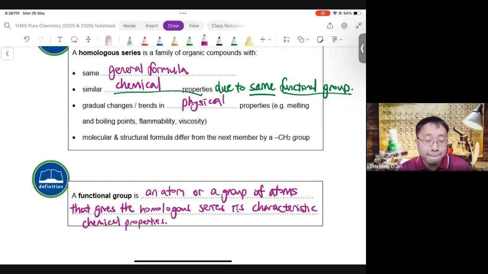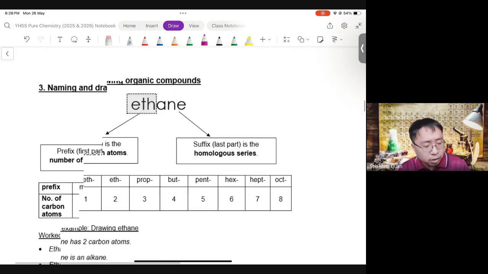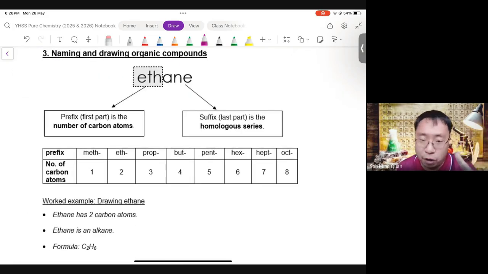All right? Now, I know this is going to be very boring for the Sec 4s, but let's revise. How do we name and draw organic compounds? Now, there's a system to this. For example, if the name is ethane, the first part is called the prefix. The prefix tells you the number of carbon atoms. So if the name starts with eth, then there are 2 carbon atoms.